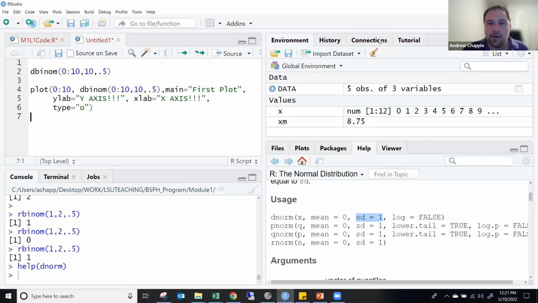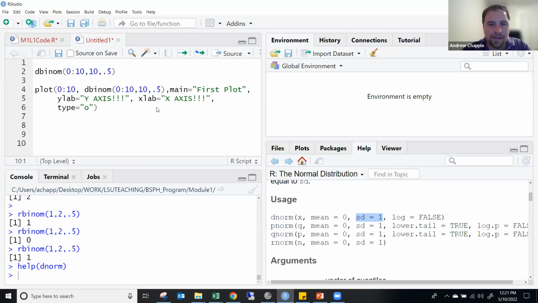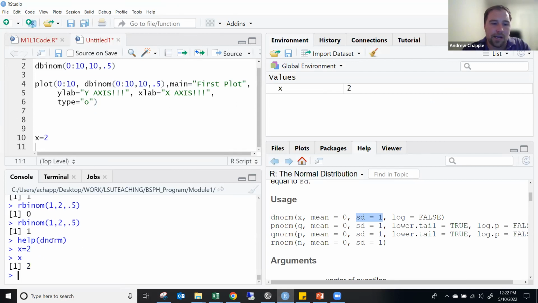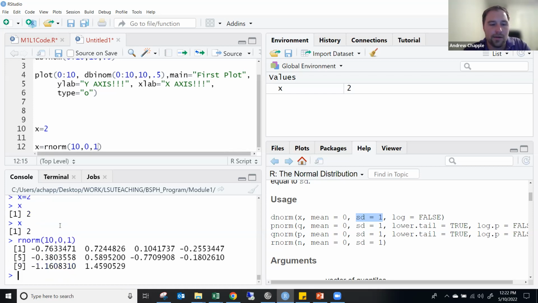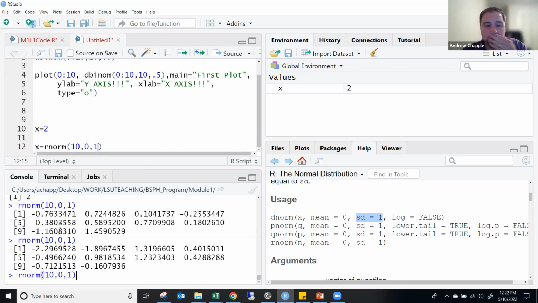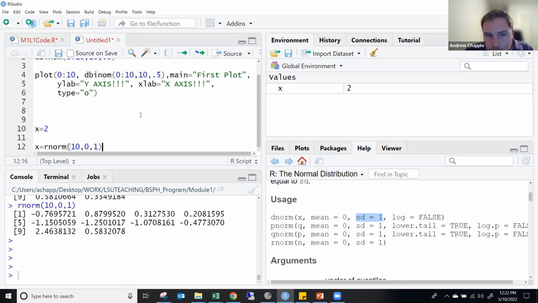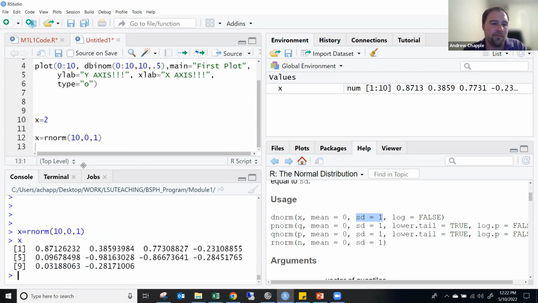So if I clear this, everybody should be on the same page. I've cleared this, so I don't have anything here. I could say x is 2. Now x is defined, you can see it, it's 2. I can run it in my console and it'll print it out. Instead, I can say x is rnorm of 10, 0, 1. Let me show you what that looks like first: 10 random variables from a standard normal. See, they're all different every time because it's random. So I can run this, print out x, and these are my random values.